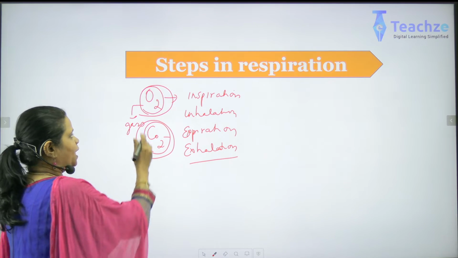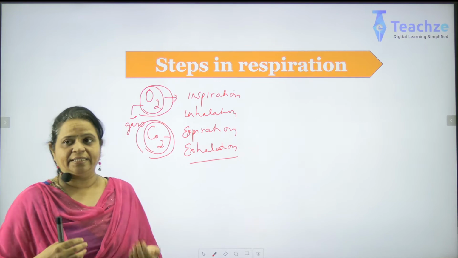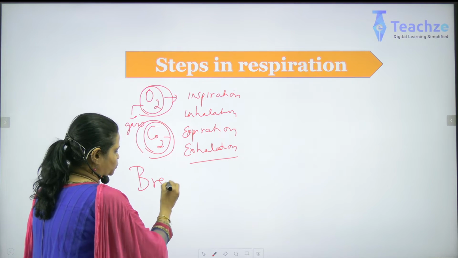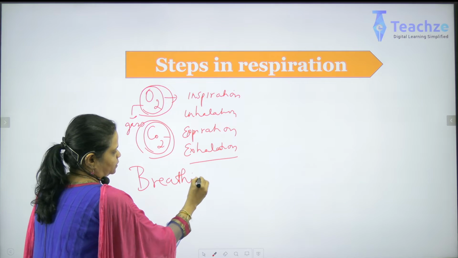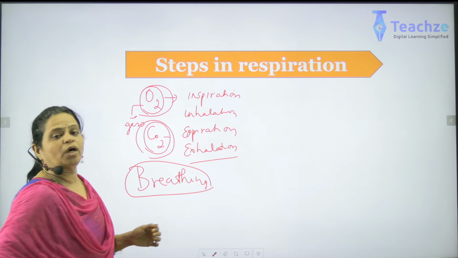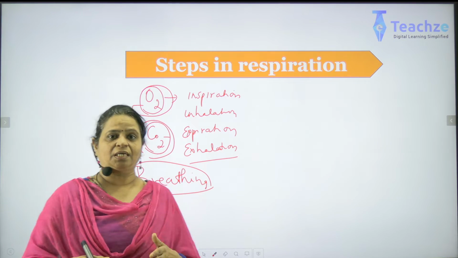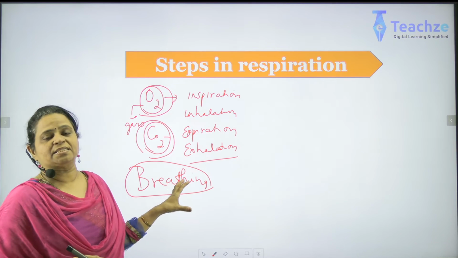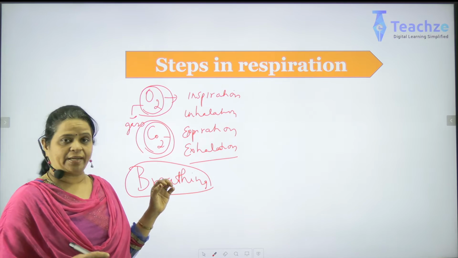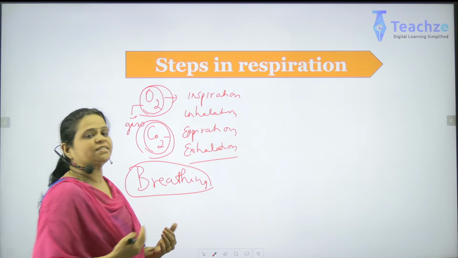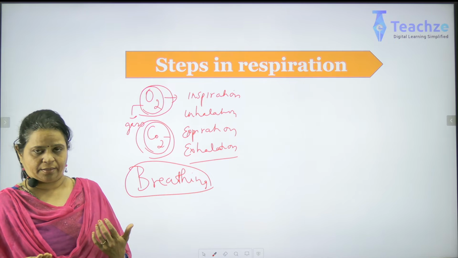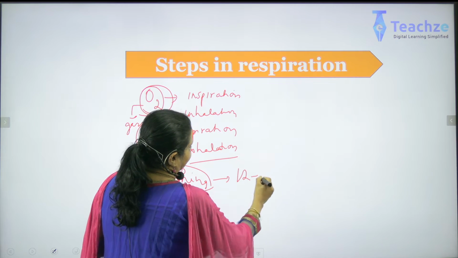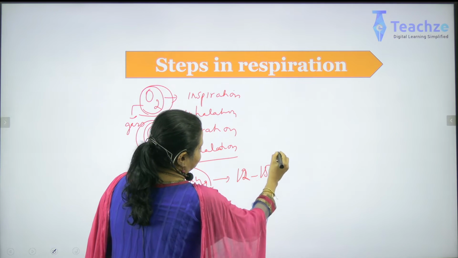Now, whenever we take in air and then give out air, that simple process, we call breathing. So we all breathe. And this is an involuntary action. It is not under our control. It is guarded by the nervous system. So breathing is an involuntary action which is performed on a regular basis. Breathing means just taking in air and then giving out air, that is oxygen and carbon dioxide. In general, we breathe about 12 to 15 times per minute.